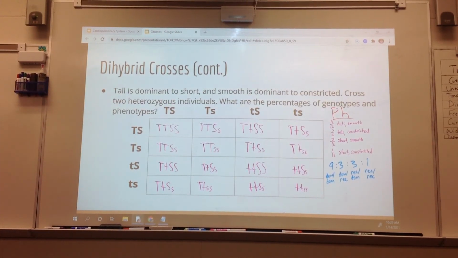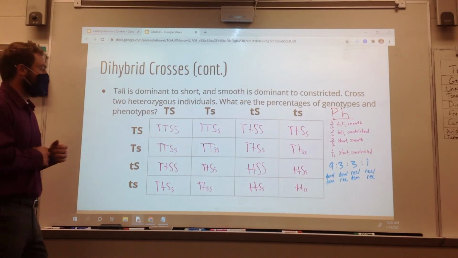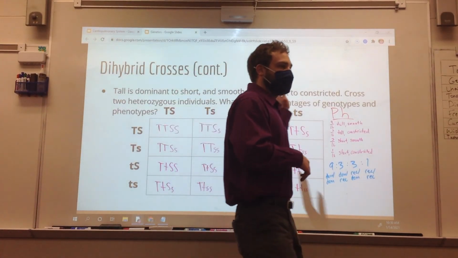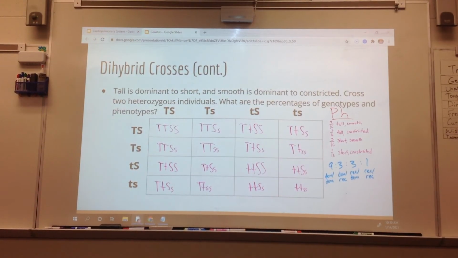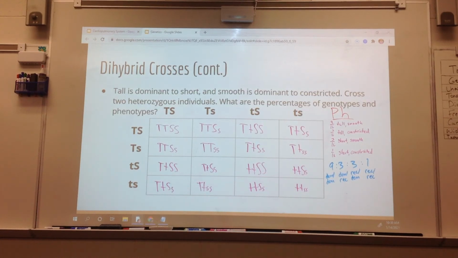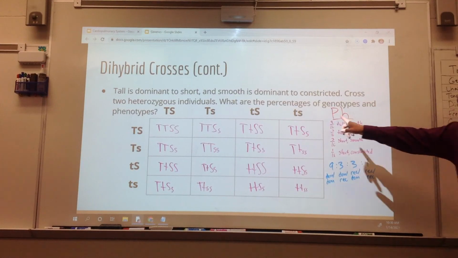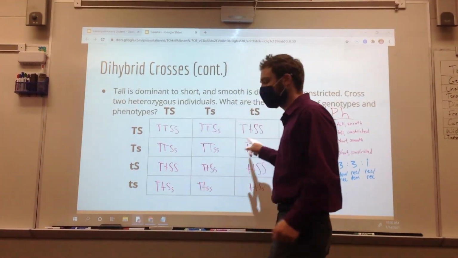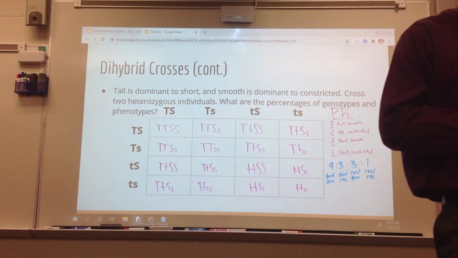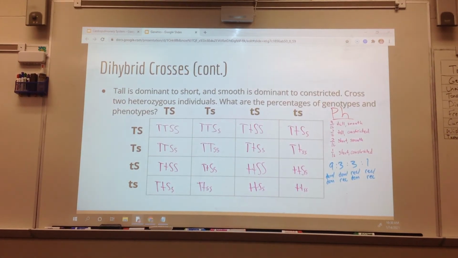Are you gonna ask about the genotype? Usually we don't do genotypes on this, but you could figure it out. It'd be a lot of 1/16, 2/16. You would get a 4/16 with your heterozygous ones through the middle there. Any questions on this?